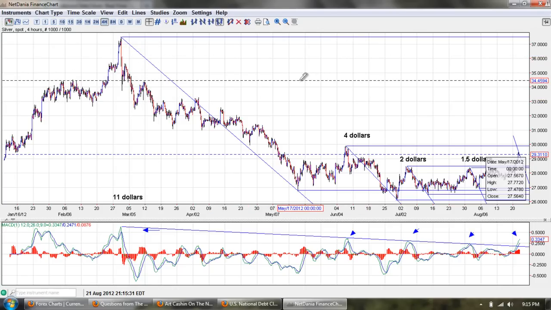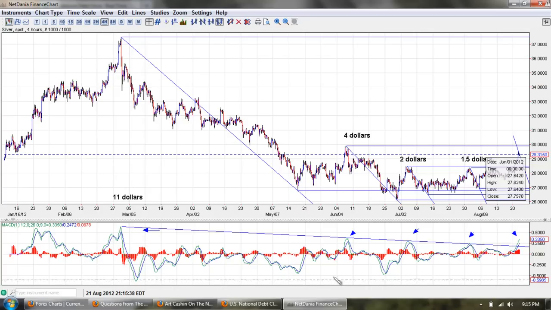In the past, I have explained how the MACD is a valid indicator for trending markets. It's essentially a trending market indicator.